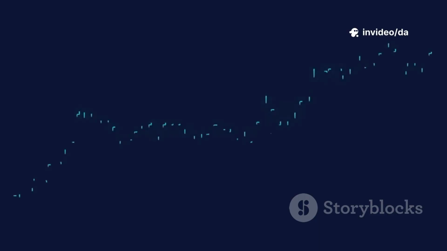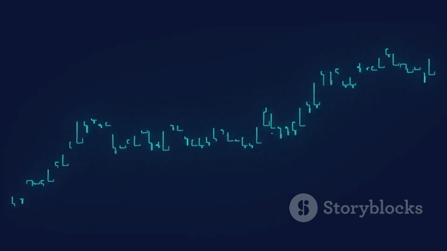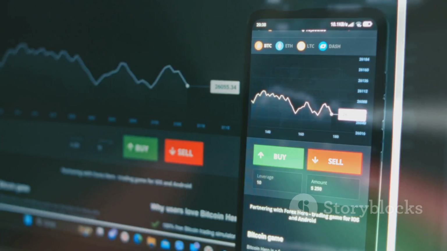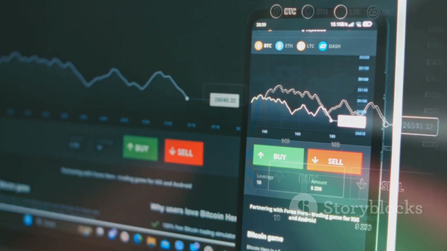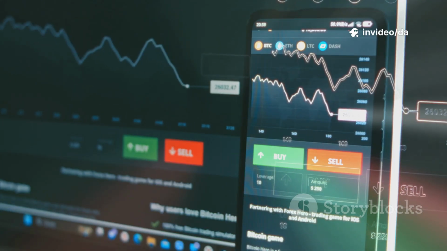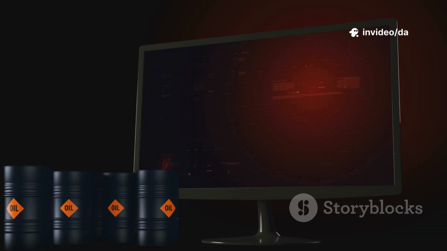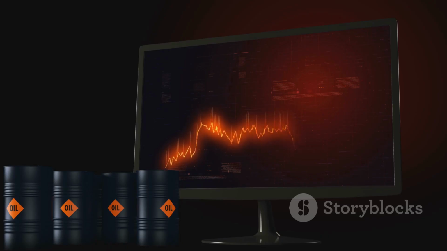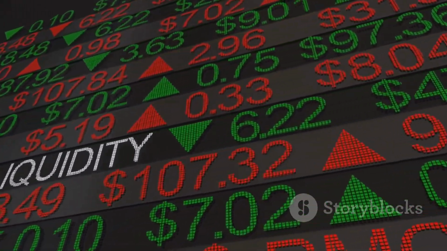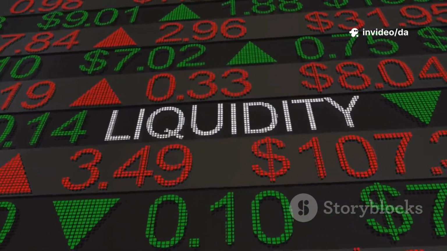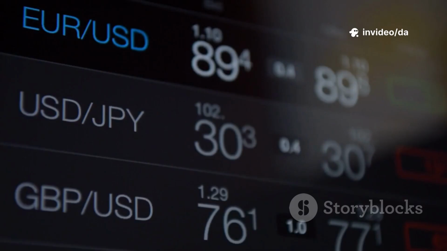Disadvantages. No price control. You have no control over the exact price at which your order is filled. You might end up paying more to buy or receiving less to sell than you anticipated. Slippage risk. In fast-moving markets, the price can change quickly, and your order might be filled at a less favorable price than the one you saw when you placed the order. Not suitable for all markets. In illiquid markets where there aren't many buyers or sellers, a market order might not be filled or might be filled at a significantly different price from the one you expected.